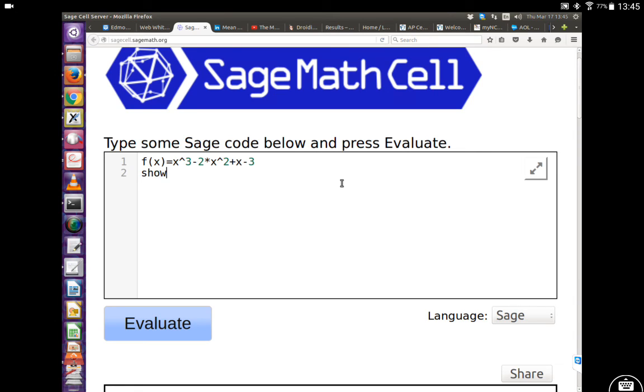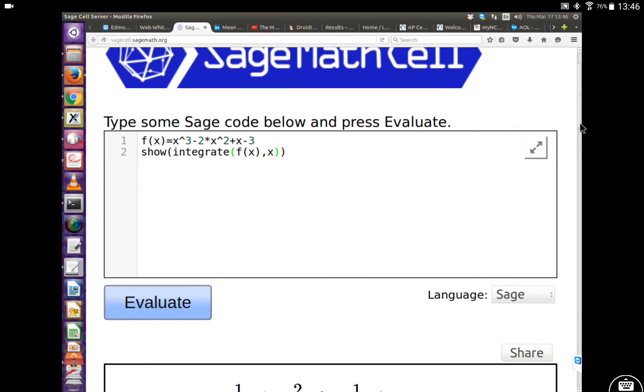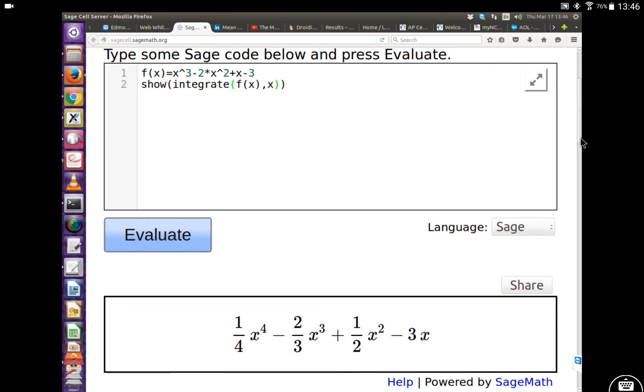Let's see, how about we do this? Let's show integrate, what are we integrating? F of x. And again, you've got to say with respect to x. That's like the dx, f of x dx. Okay, and let's see what you get. And did you expect that? The power rule, right? All right.